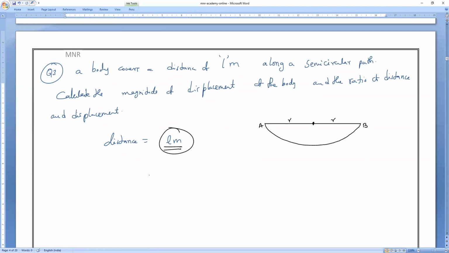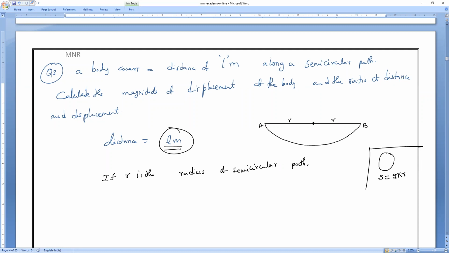It has traveled some L meters. So can you tell me, if R is the radius of the semicircular path, it is not circular, semicircular path. If it is a complete circle, we all know, for one complete circle, distance is equal to what is the formula? Everybody, 2 pi r. Distance is equal to 2 pi r. Yes or no?